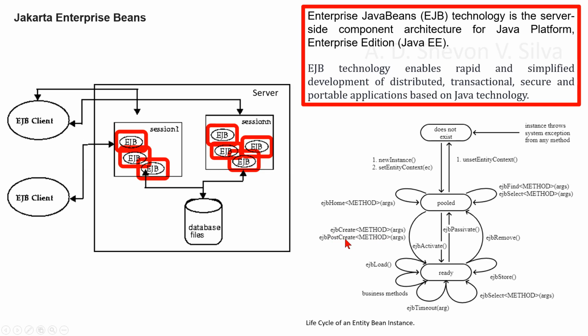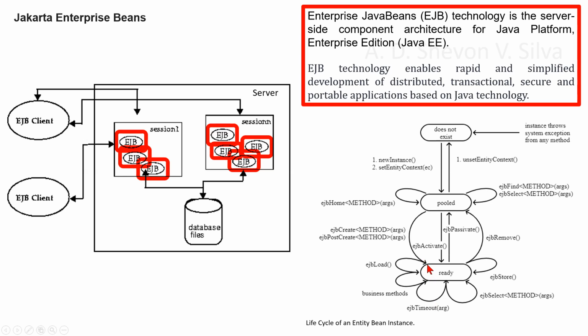That is, when the client invokes a create method on the entity bean's home object. The container invokes the EJB activate method on an instance when the instance needs to be activated to service an invocation on the existing entity object. This occurs because there is no suitable instance in the ready state to service the client call or the EJB timeout method.